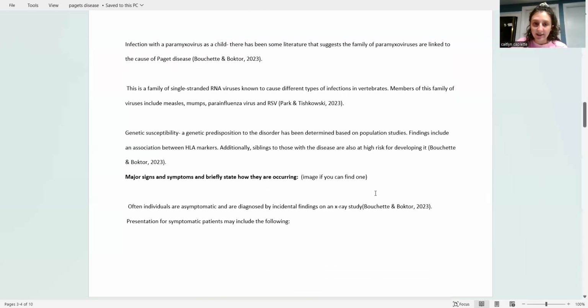Next is genetic susceptibility. A genetic predisposition to the disorder has been determined based on population studies. It has been found to have an association with HLA markers, and also if you have a sibling with the disease, you are at a high risk for developing it.